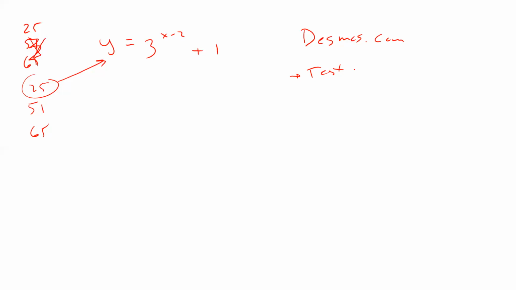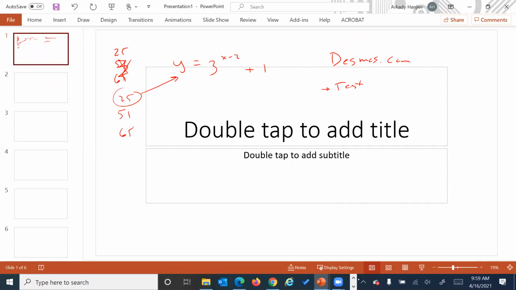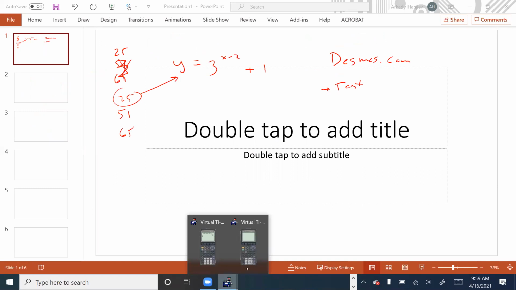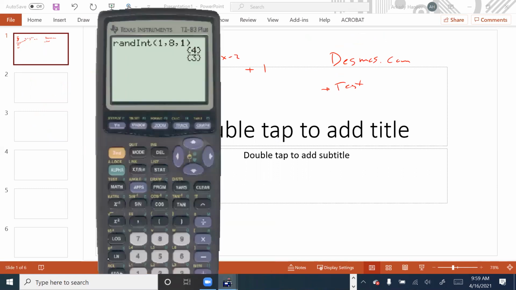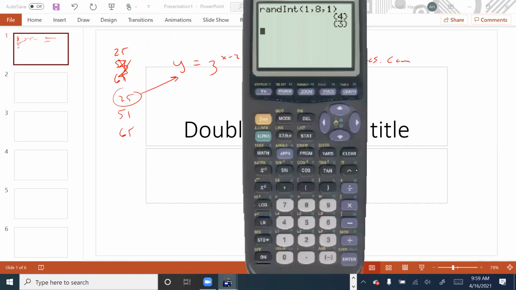Gotcha. Okay, let's go with it here. Let me go to the graphing calculator first. Y equals over here. I'm going to punch in 3 to the power of, and then you have to put a parenthesis in here because you're going to put the x minus 2 inside a little set of parentheses. So the variable is up here, that's x minus 2. Close that off. Then it's plus 1.